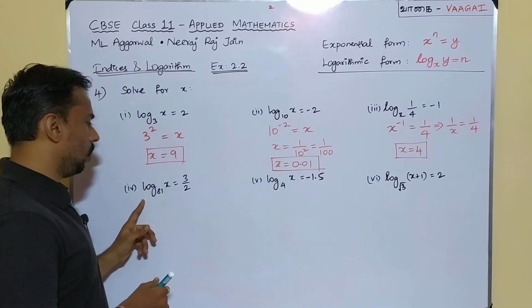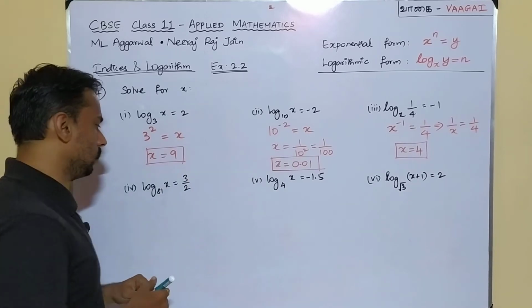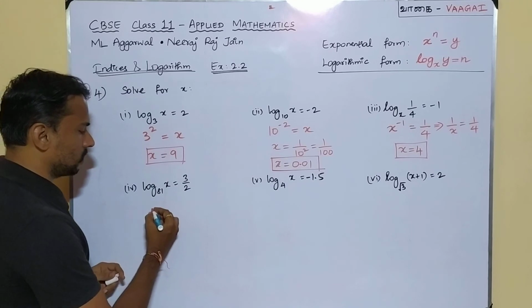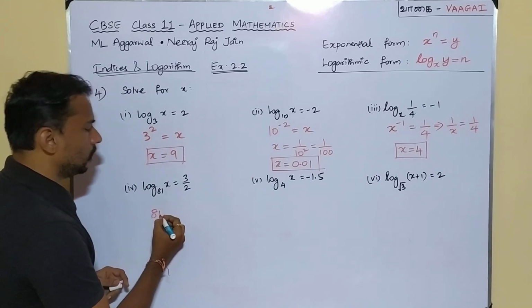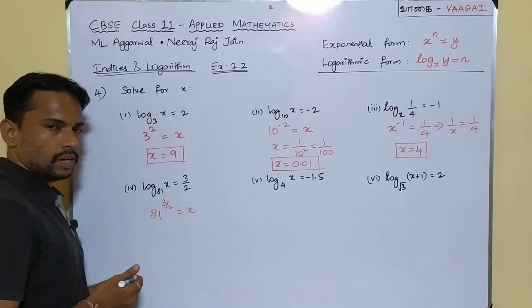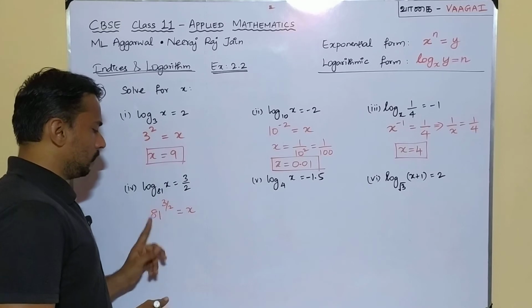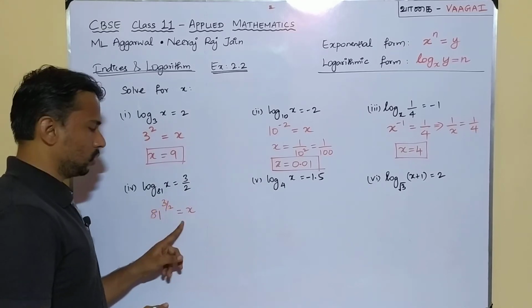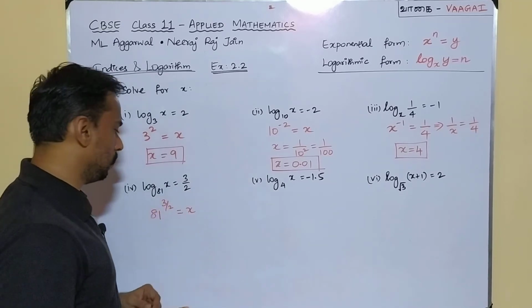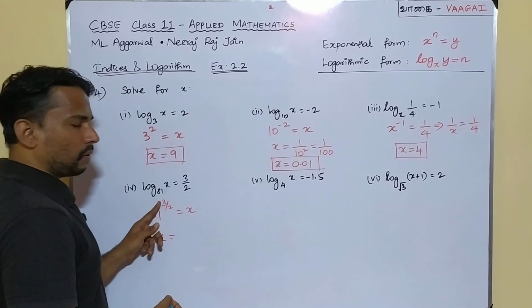So here we got log x to the base 81 is equal to 3 by 2. This is what we have. So that means here we'll have 81 to the power 3 by 2 is equal to x. This is what we will be getting. So remember carefully, 81 to the power 3 by 2 is equal to this x. So this is how we will be writing. So that means x is equal to 81 to the power 3 by 2.